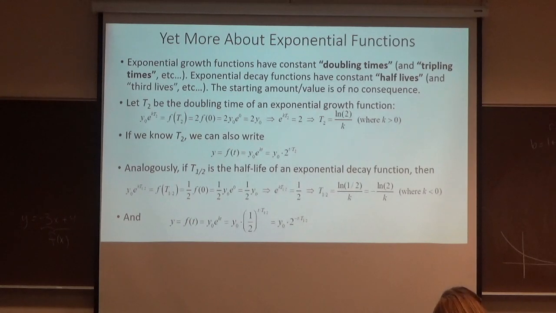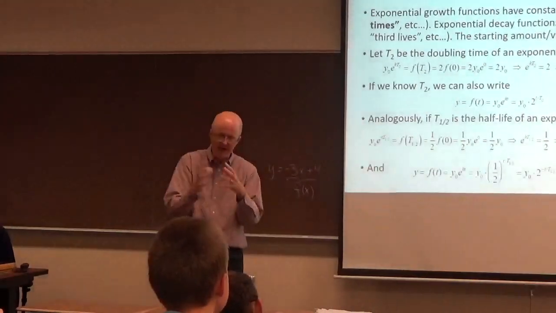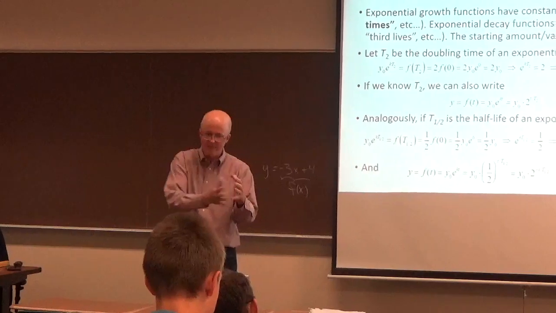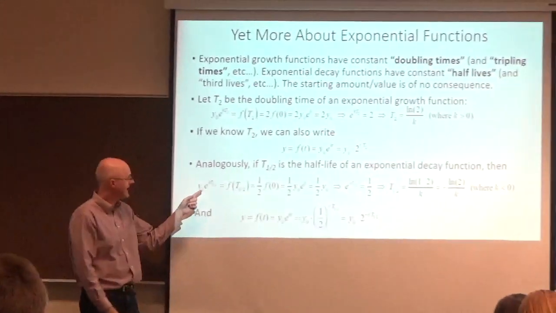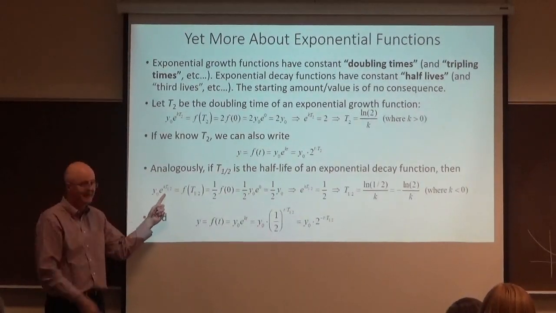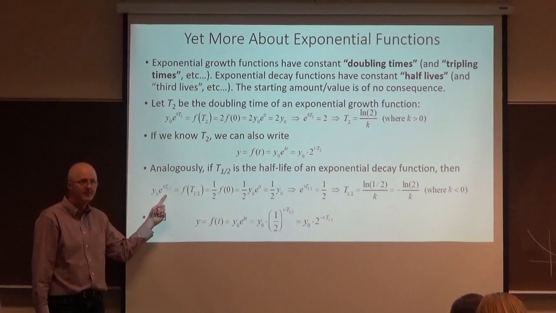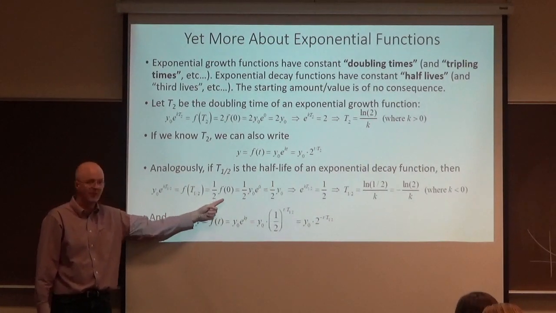Analogously, if T sub 1/2 is the half-life, then you can do similar kinds of calculations. So half-life, again, is when some substance, for example carbon-14, is going down to something else. So the amount of carbon-14 is going down. How long does that take to happen? I'm calling that T1/2. Really, k is negative here. If this is going to be exponential decay, k is really going to be negative. I say that at the end there. f(T1/2) is going to be half of what I start with.